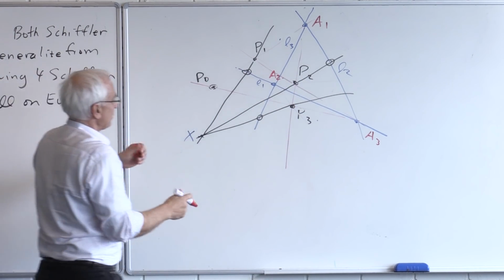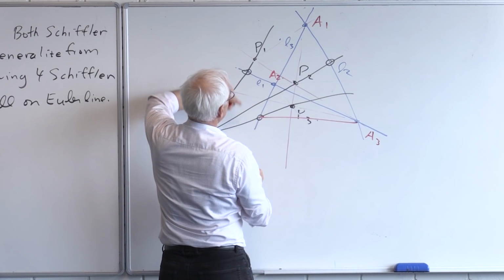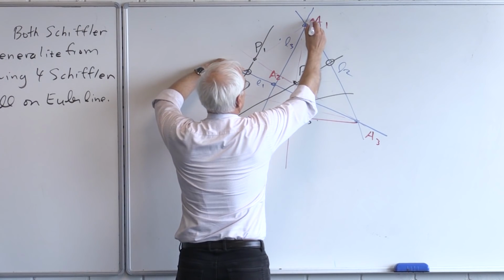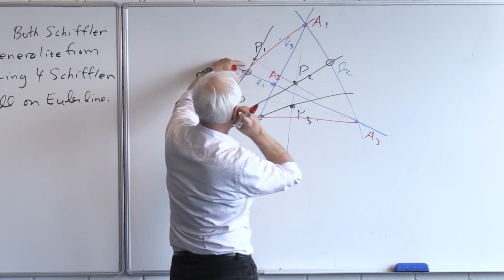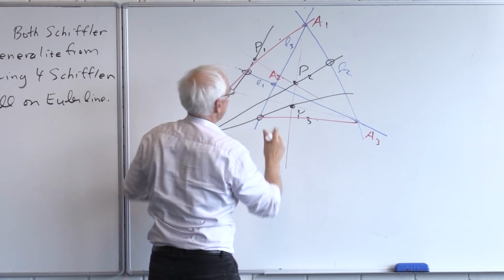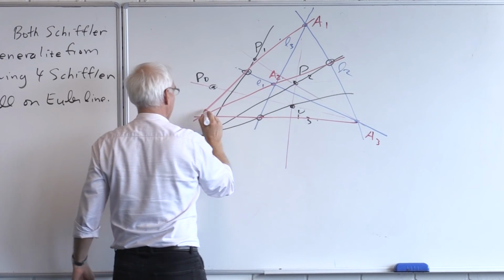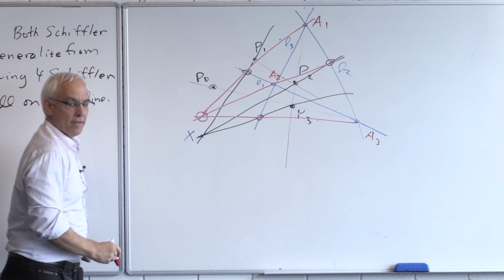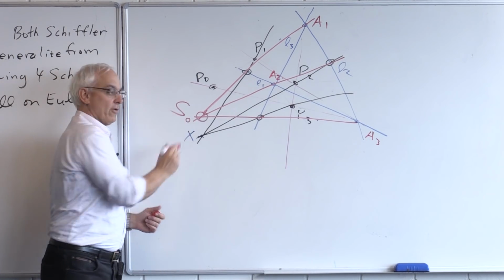Okay, so we have to just join corresponding points. This one's on this one, so we have to join this one with here. This one's on that one, so we have to join it with here. And that one there, yes, that one is on that line, so we have to join it with that. All right, not too bad. That is the Schiffler point, S, that we would call S0.